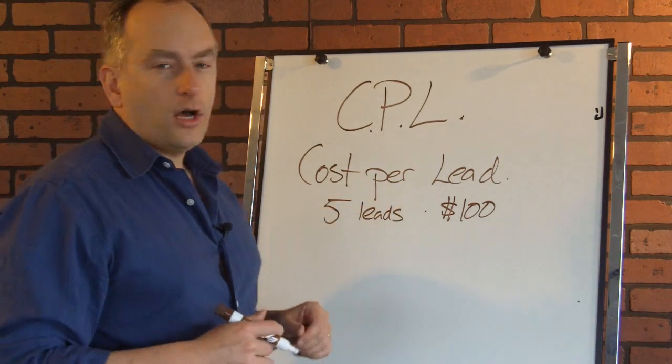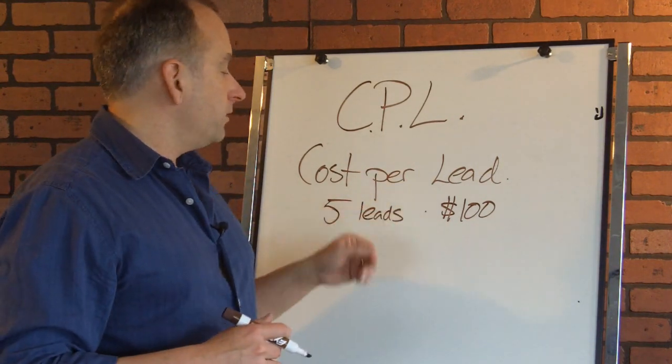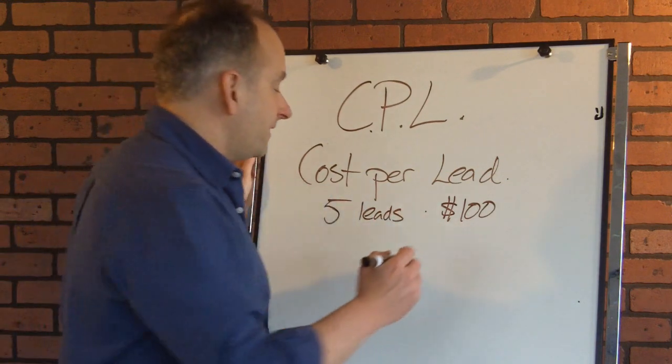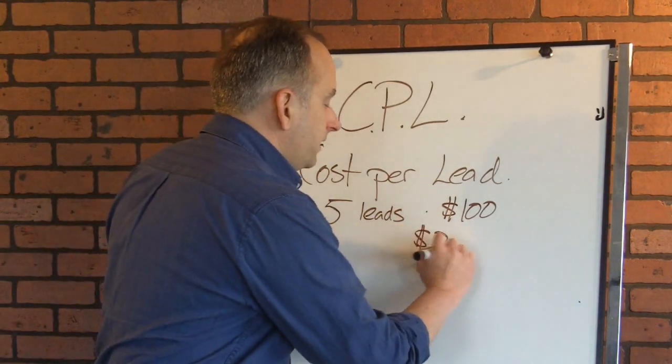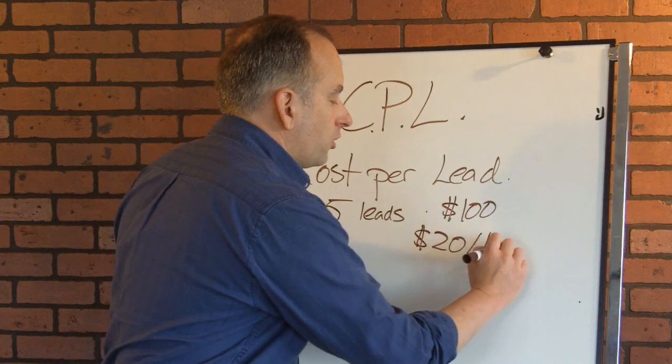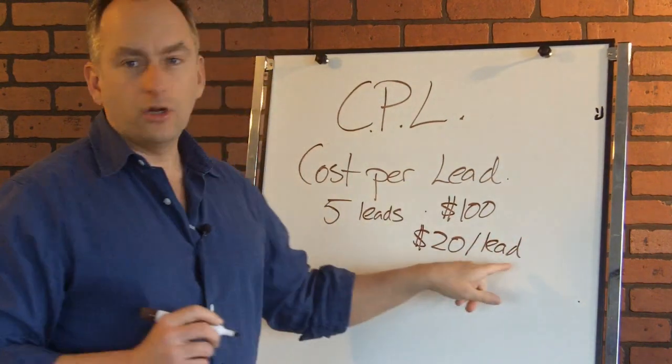So what would be your cost per lead? Well, it would be 100 divided by 5. So if my math isn't too bad, that would be $20 per lead. That would be your cost per lead.